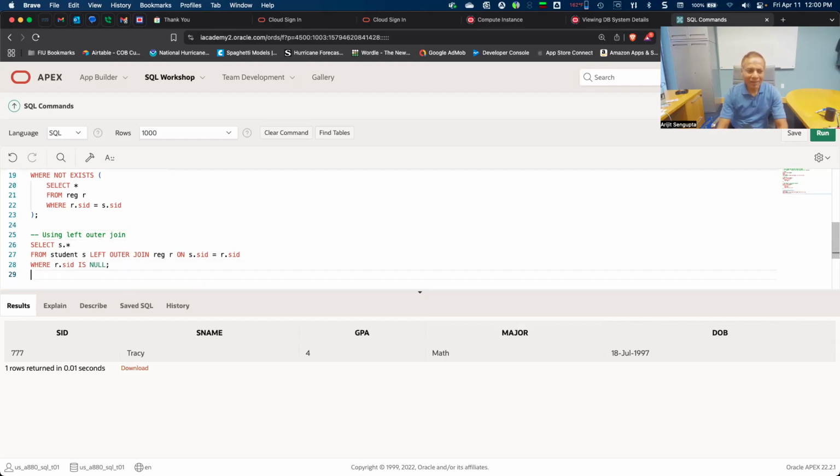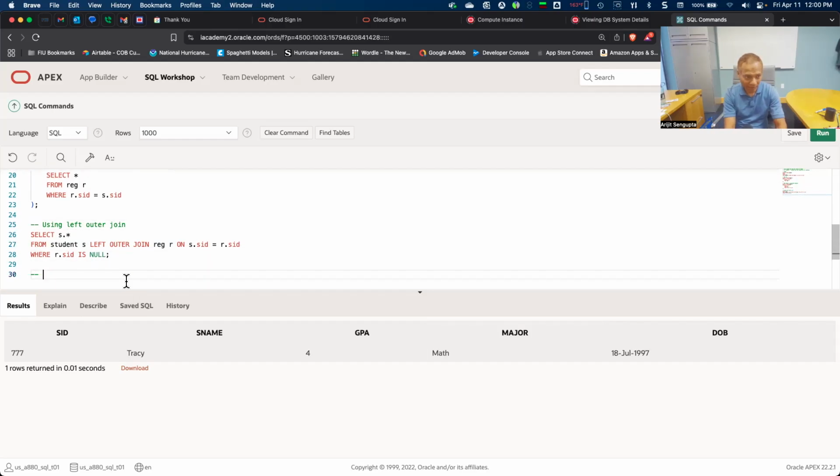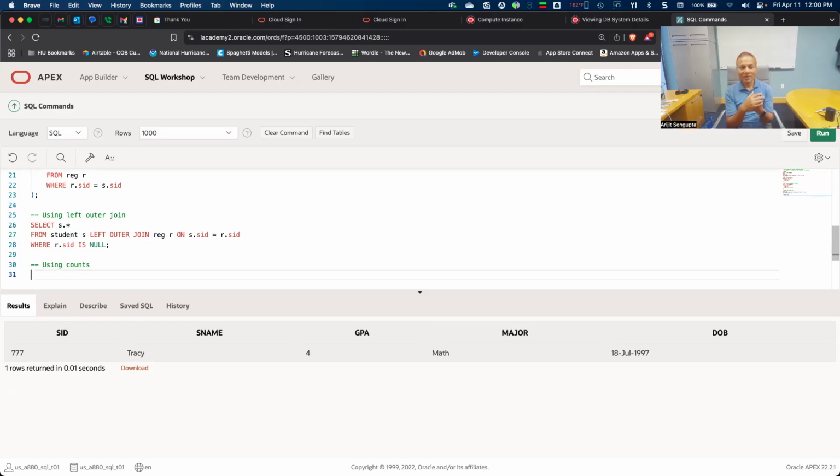Now, while not necessary, here is another way you can do it, using counts. So let's say I want to find how many classes each student has registered for, and obviously we want to find those students who have not registered for anything, which means their count will be 0. But in order to do that, you will still need to do a left outer join. So let's just look at that for a second.